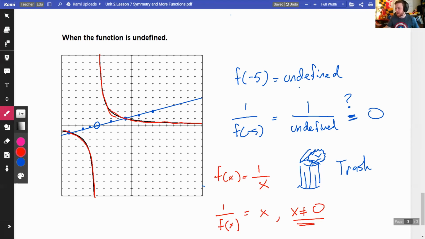1/x. If I do this really slowly, 1/f of x is 1/(1/x). X cannot be 0. There's a lot of ways to think about this. Yeah. Excellent.